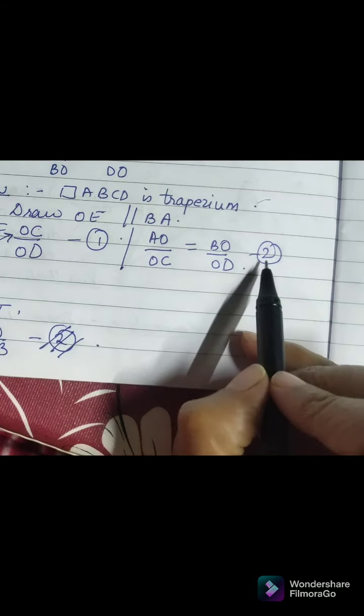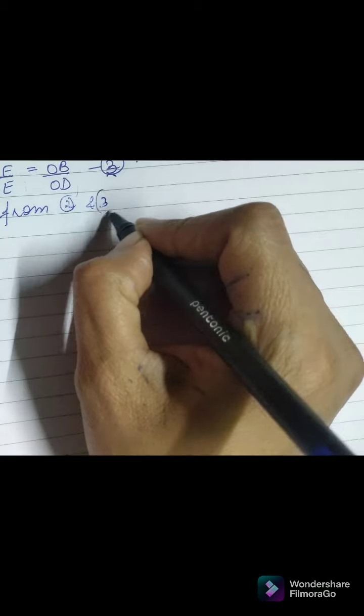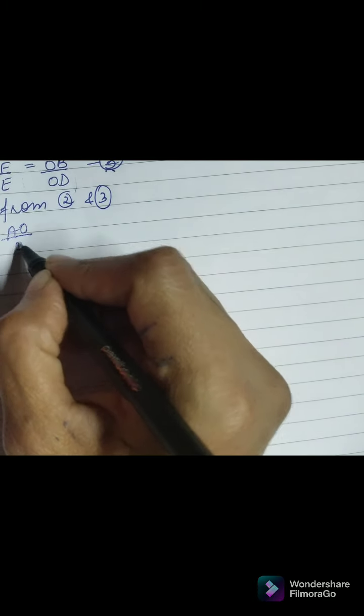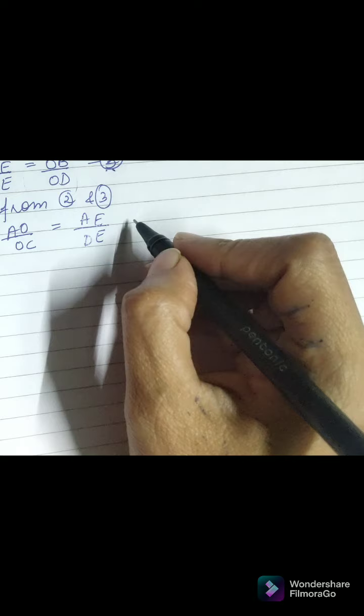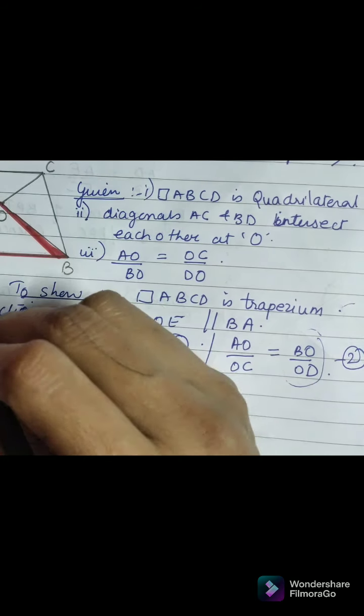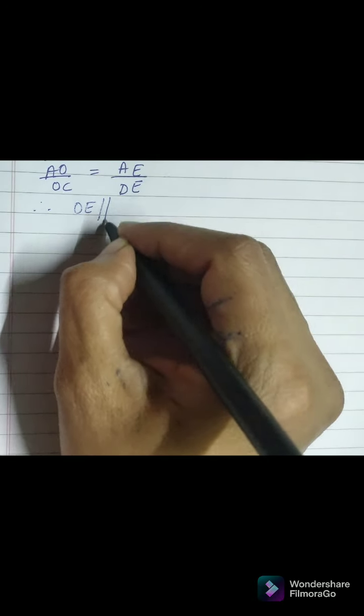ये जो 1 था इसको मैंने BO को CO में convert किया है और उसको 2 mark किया है और अभी जो हमको मिला है उसको मैंने 3 mark किया. So if I compare 2 and 3, I can see BO upon OD and BO upon OD. So from 2 and 3, if my left hand side is equal, my right hand side will also be equal. That is, AO upon OC will be equal to AE upon ED. So if you go back to the figure, AO upon OC is equal to AE upon ED. What does this mean? This means OE is parallel to CD.